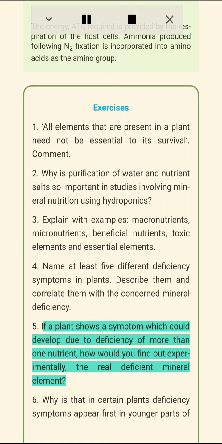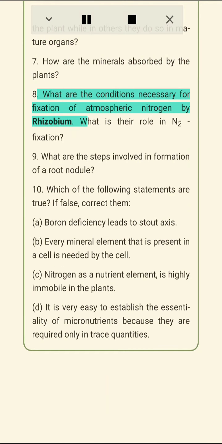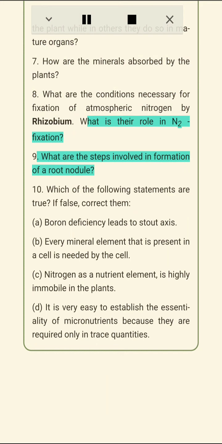5. If a plant shows a symptom which could develop due to deficiency of more than one nutrient, how would you find out experimentally the real deficient mineral element? 6. Why is it that in certain plants deficiency symptoms appear first in younger parts of the plant while in others they do so in mature organs? 7. How are the minerals absorbed by the plants? 8. What are the conditions necessary for fixation of atmospheric nitrogen by Rhizobium? What is their role in N2 fixation?